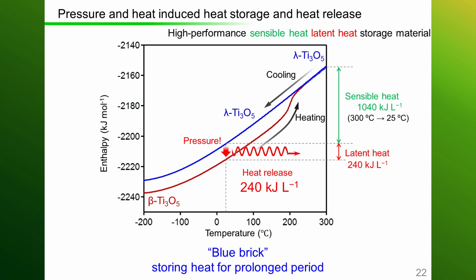If this graph represents ice and water, for example, the ice becomes water at this point. However, in the case of water, it turns back to ice at this temperature. By contrast, our material exhibits different behavior. Once this material becomes the lambda phase, it remains in the lambda phase for an unlimited time, even if the temperature is raised or lowered. However, it releases heat only when pressure is applied. Thus, it turns out that our material can store latent heat.